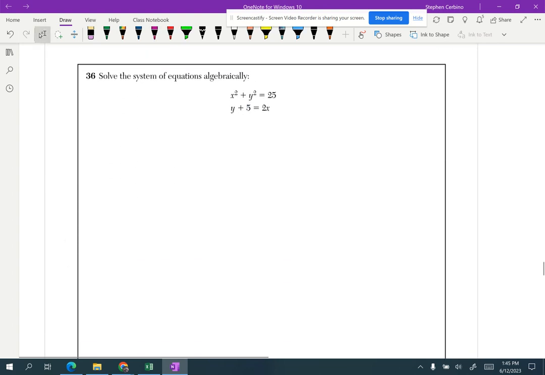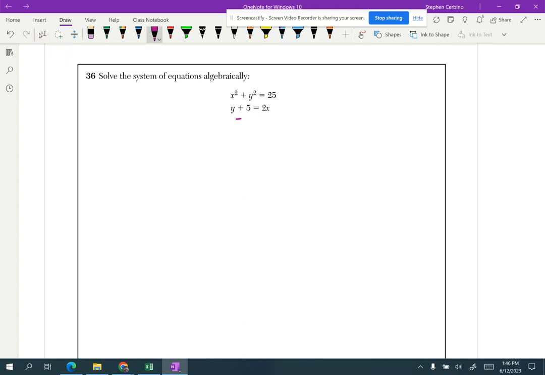Number 36, fully expect a system of equations to be somewhere in parts 2 or 3, most likely in part 3, because it's a lot of work. Sometimes it's a circle and a line like this one, sometimes it's a 3 by 3 system, sometimes it's a parabola and a line or a parabola and a circle. It could be any combination of those things that we did in class.